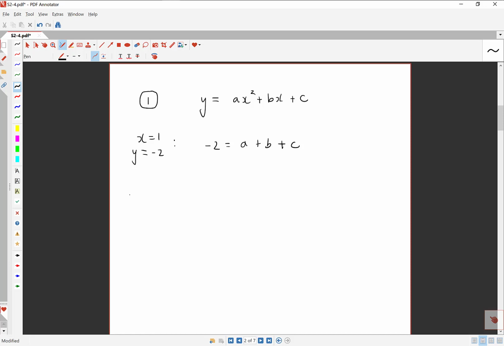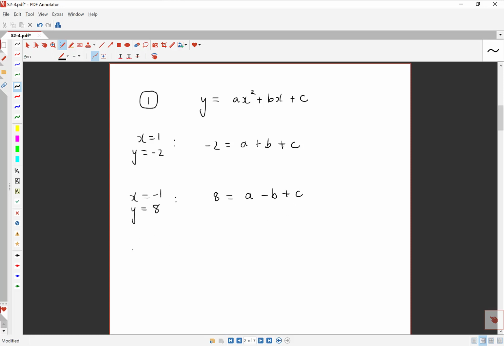So second point was x equals negative 1, y equals 8. So again, let's sub that in to the equation at the top of the screen here. We'd have 8 equals, well, when we square negative 1, we get a positive 1. So this looks like a minus b plus c. So that's our second equation.